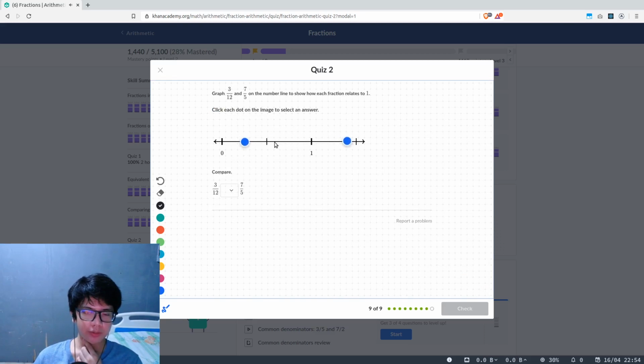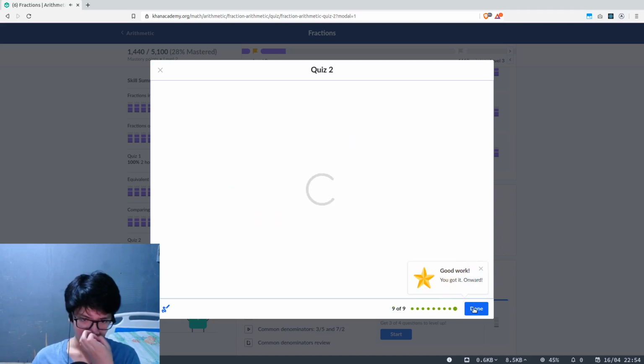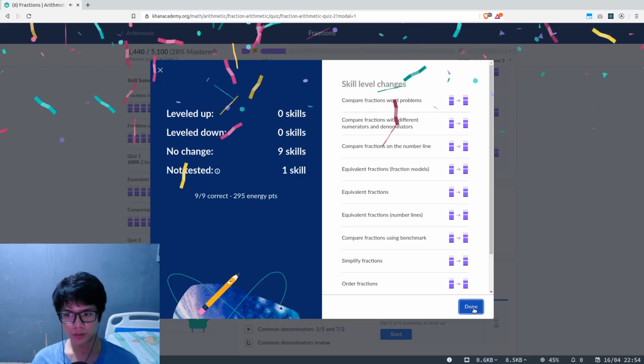Graph 3, 12, and 7 on the number line to show how each fraction relates to 1. Alright, so this one's definitely greater than, and this one's greater than. Cool, okay, cool. Nice.